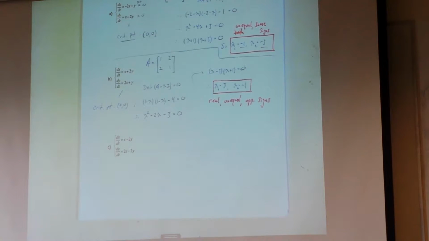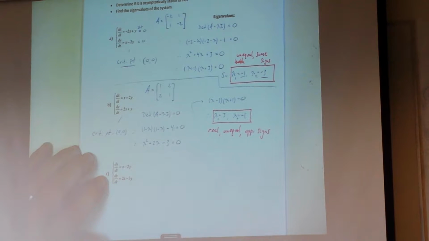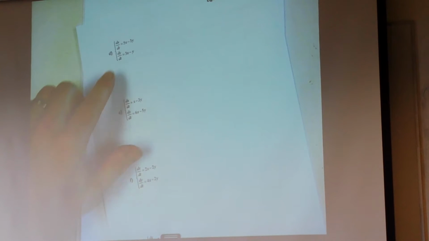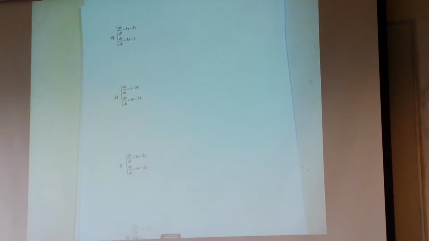All right, I think that gives us the gist. But I think it would be instructive if you went through and did, on the back side, the other systems. Yeah, 0, 0 is the critical point of each of those systems.